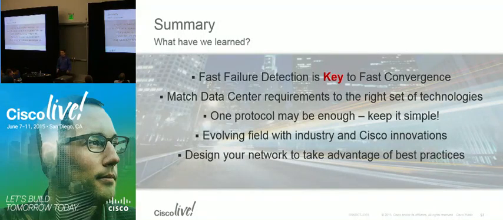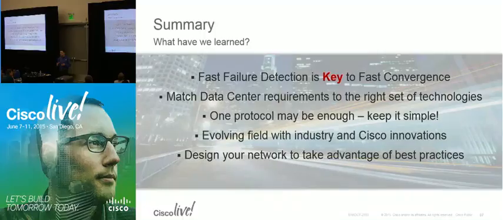Finally, we looked at evolution. We saw that there are still some problems to be solved, right? Particularly BFD on bundles, right? So this is an evolving field with some new Cisco innovations, such as the Layer 2 BFD, and industry things, right? RFC 7130, which does the BFD per link, which is now a standard, okay? So what I would encourage you to do is design your network by taking advantage of all these best practices and be on the lookout for how the industry evolves with failure detection.